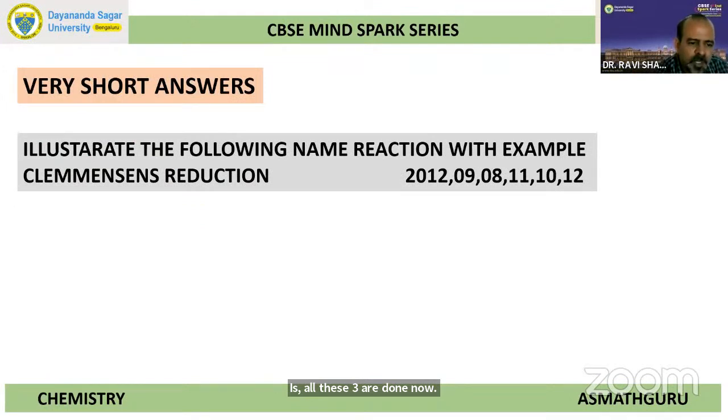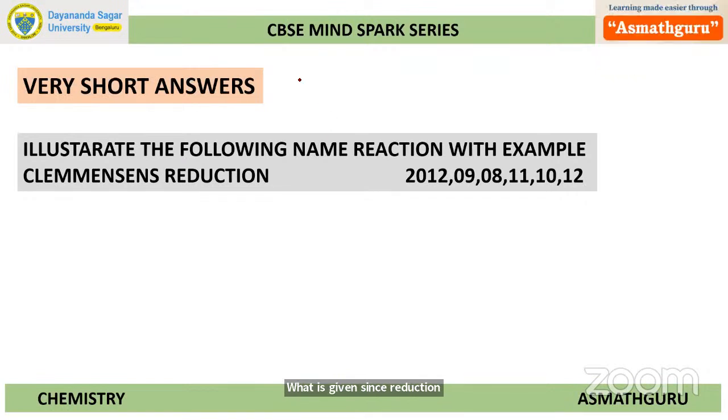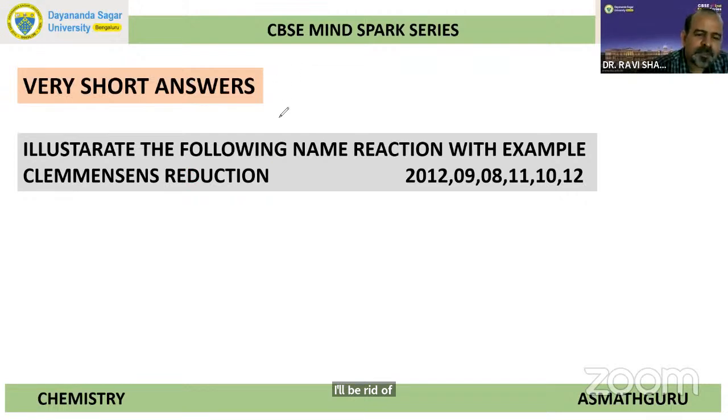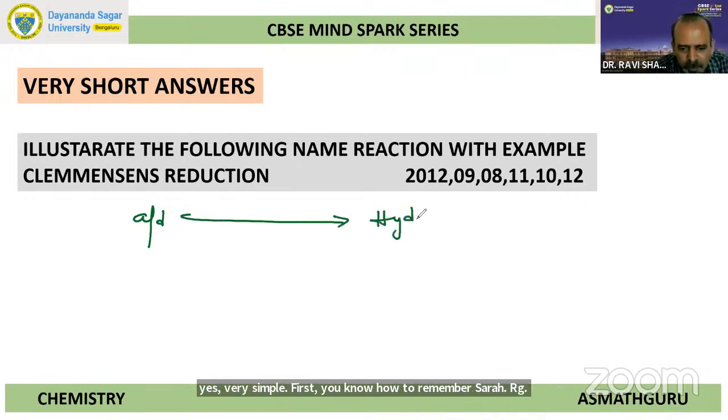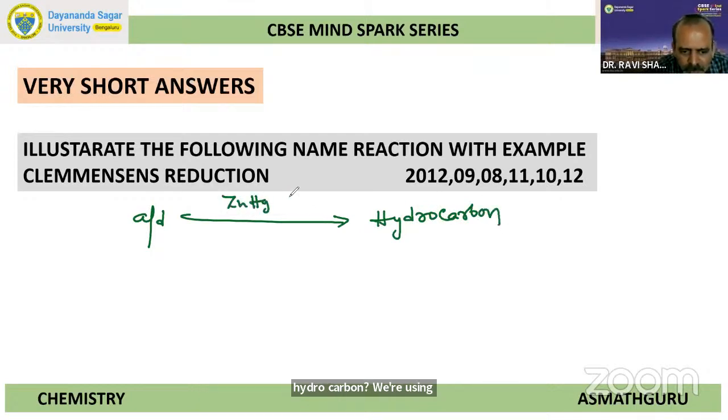Illustrate the following name reaction with example. These are very short answers. What is Clemmensen's reduction? An aldehyde or ketone reacted with zinc amalgam and HCl. Very simple. First, how to remember: an aldehyde is reduced to what? A hydrocarbon. By using what? Zinc amalgam and HCl. Very good.